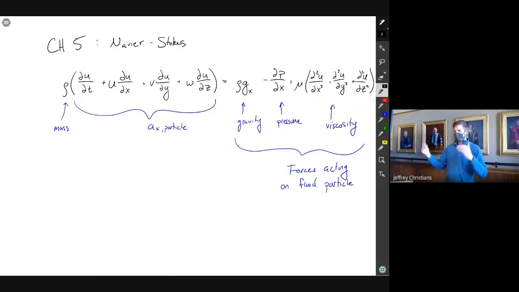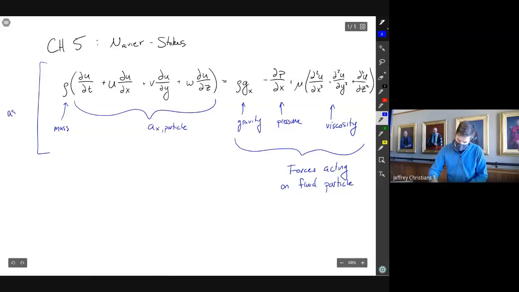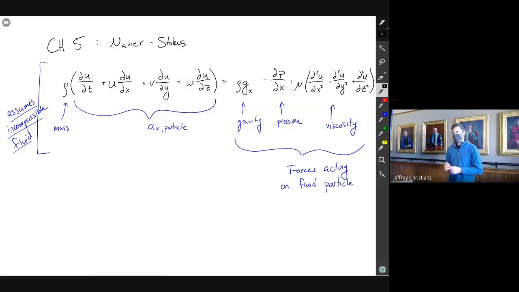This is built on assuming an incompressible fluid. So that's one of our core assumptions. So this whole thing assumes, right? It assumes an incompressible fluid. But if you have an incompressible fluid, which nothing is perfectly incompressible, but lots of things are really close, then these are the equations that govern that.